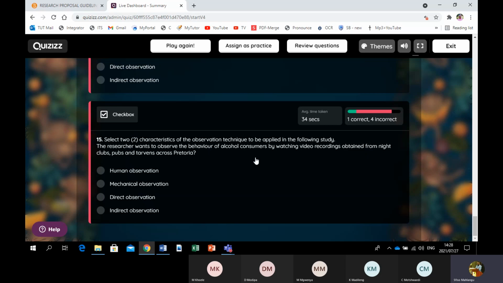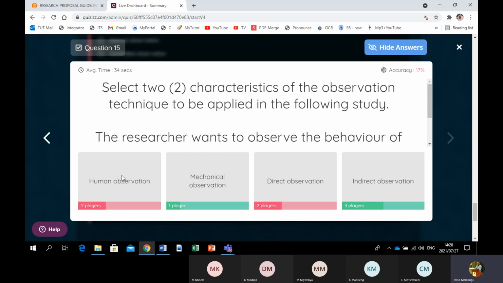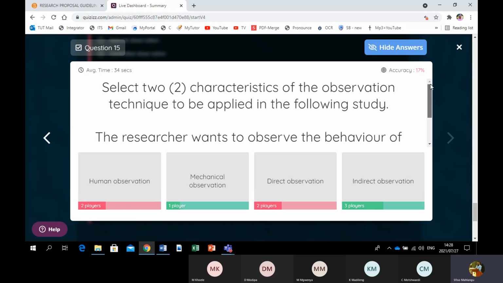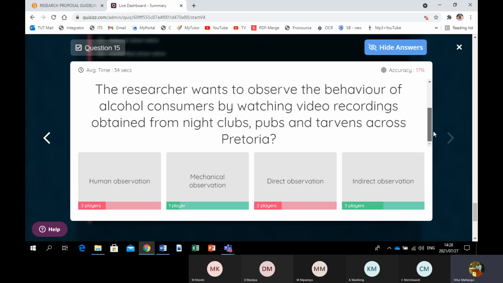So he's gonna be watching recordings. Is that human? No, it's not human. So those who chose human, remember the videos. If you watch the video, it is the video that observed the people. So they were recorded through the CCTV camera. That's what was taking place. So we did not go to a nightclub and observe people.